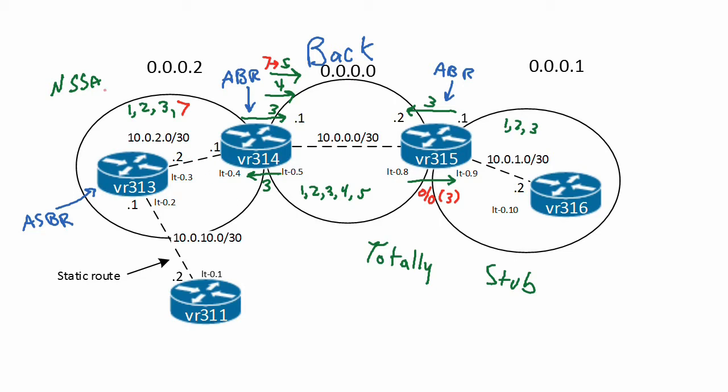One of the other things we can do is create what's called a totally not-so-stubby area. Then we will create a default route here, and again it'll be that generic type 3 LSA. In doing that, we've gotten rid of the 3s that get broadcast this way, so we've made it even more simplified over here. That's probably the most we could do to make this an efficient topology from the standpoint of what we're seeing. So that's what we're going to go ahead and do here on the configuration side.